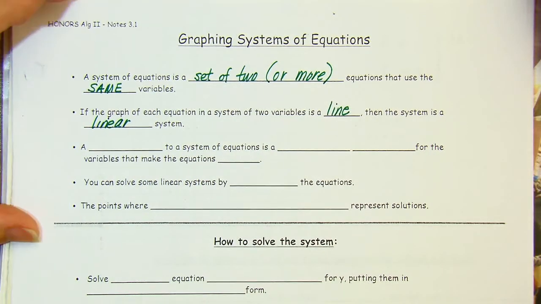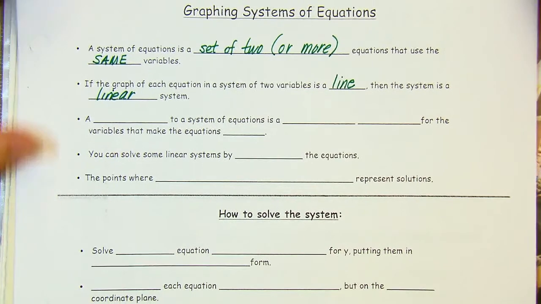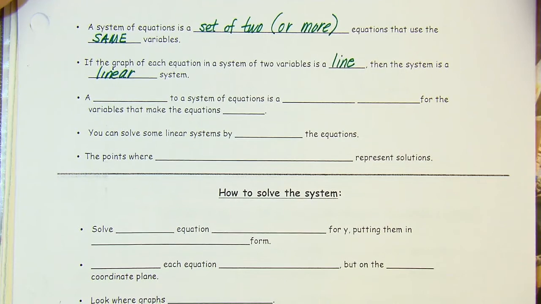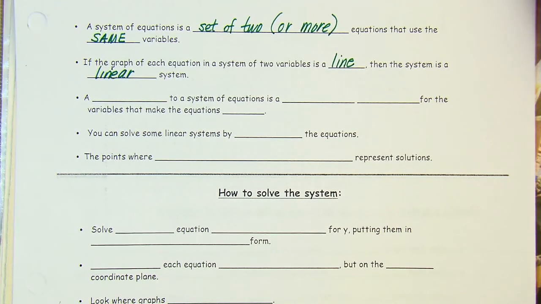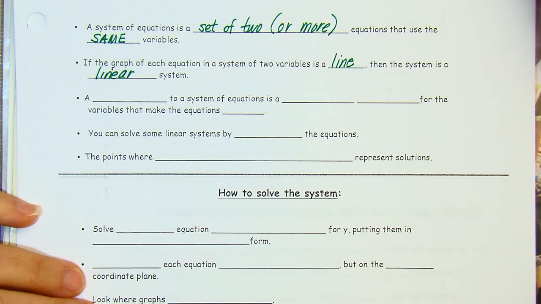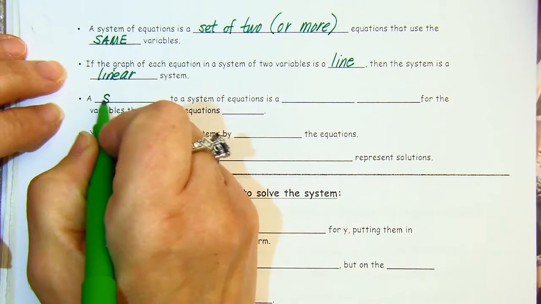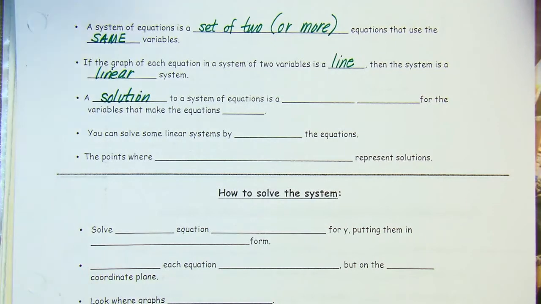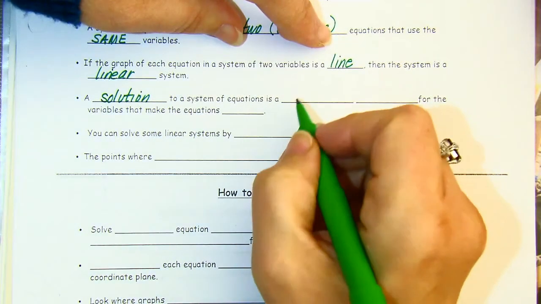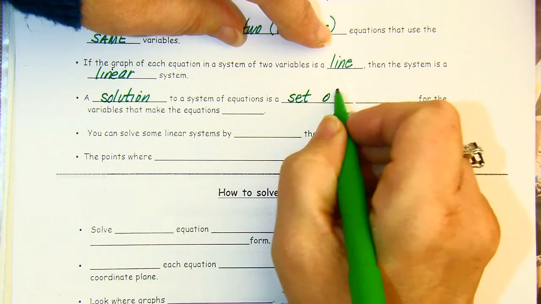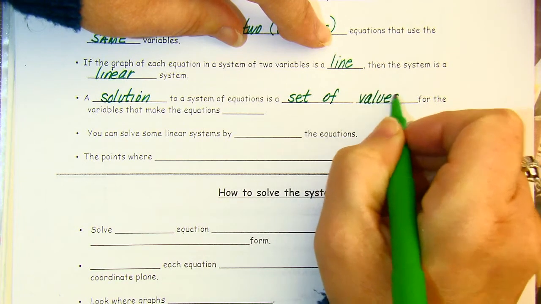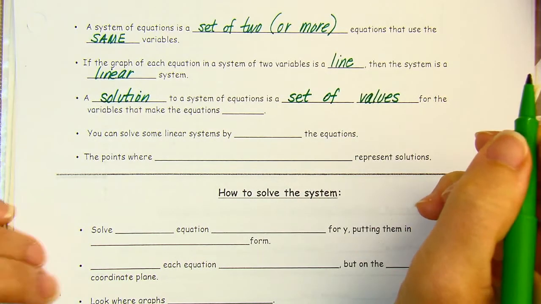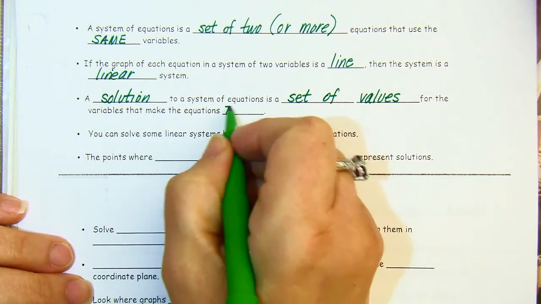Now, when we solve these, you're actually looking for the point where the two lines intersect. Sometimes they don't. Sometimes the lines are parallel. And so in that case, there would be no solution. But if they do intersect, then the intersection point is the solution to the system. So a solution to a system of equations is a set of values for the variables that make both equations true.